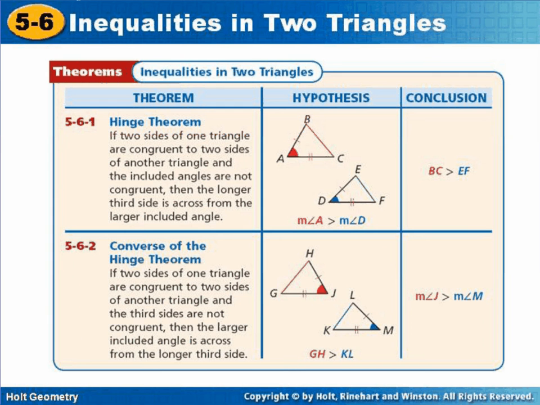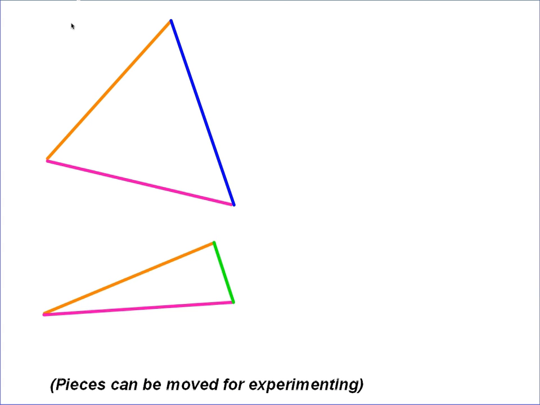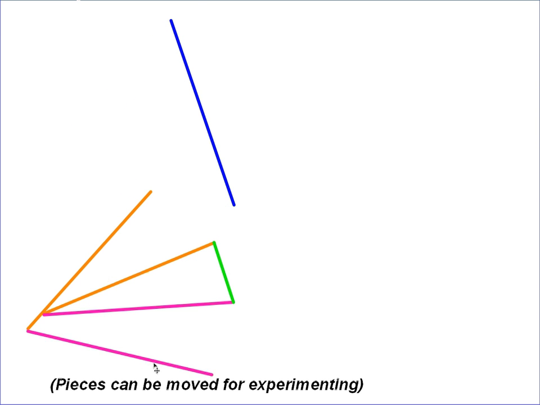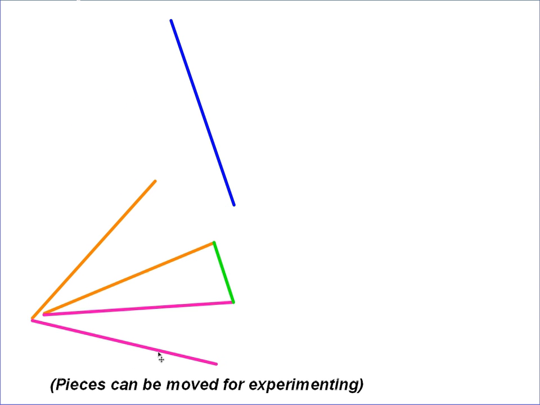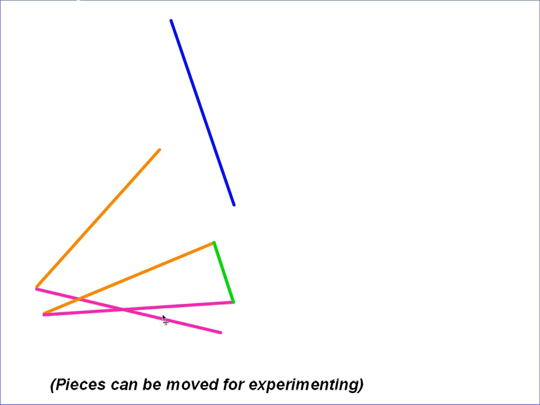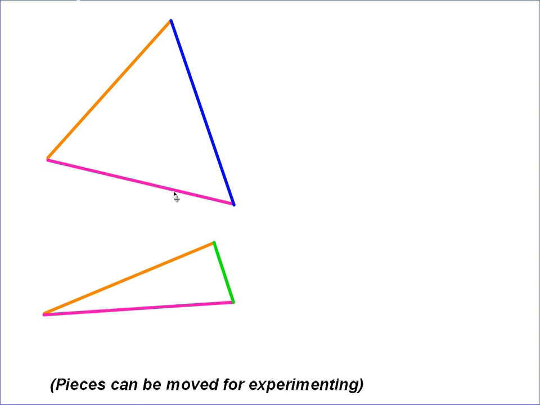Now I have a picture of this. Okay, we have two triangles, this one and this one, and the orange sides are equal to each other, and the pink sides are equal to each other. But you can see that the angle in the bigger triangle is larger than the angle in the smaller triangle. Okay, so this angle here is big, and this angle here, that's a smaller angle.